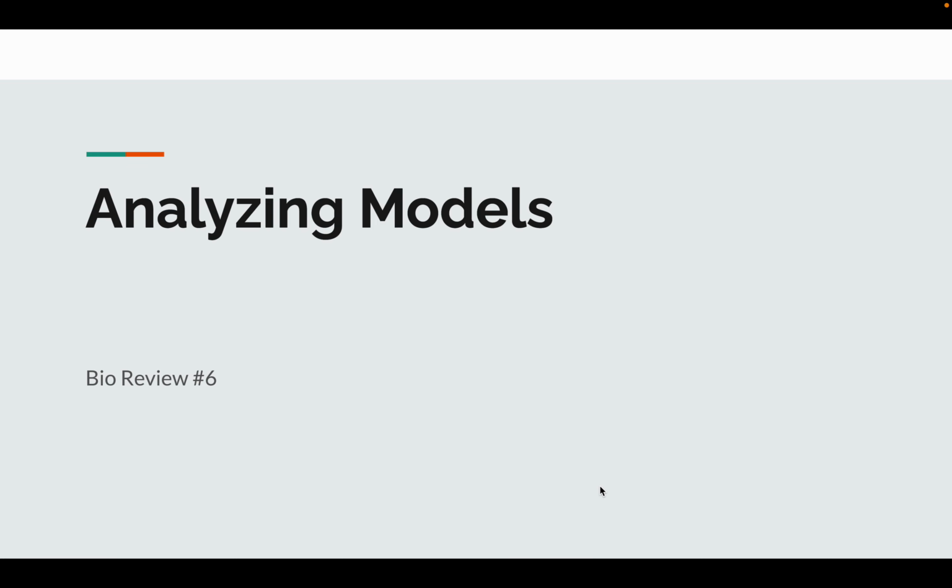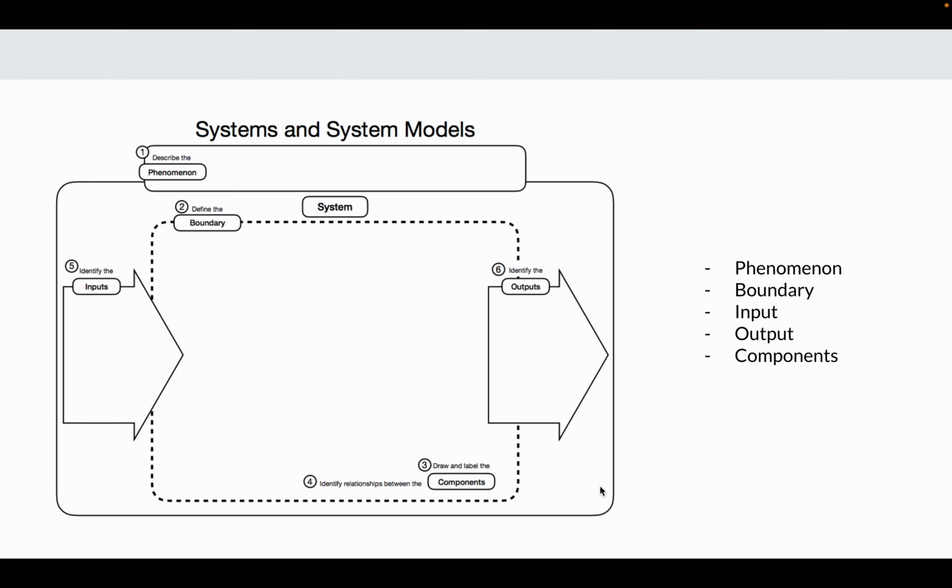Video for analyzing models, which is a main part of our upcoming summative for our bio unit. And so we can see over here on the left is our model that will be a part of the summative. And as you can see, it has 5 main parts: the phenomenon, the boundary, the components, the inputs, and the outputs.